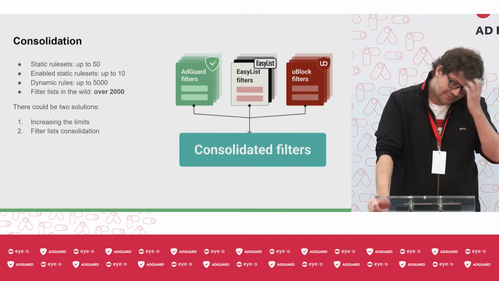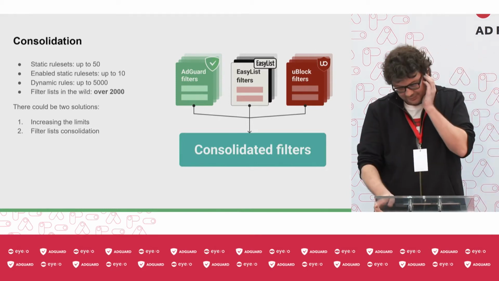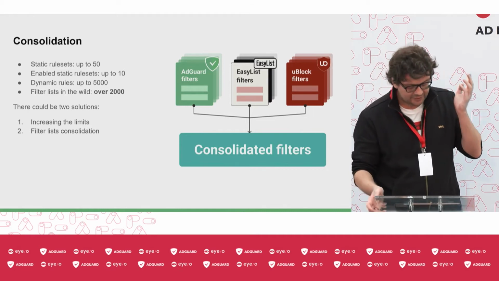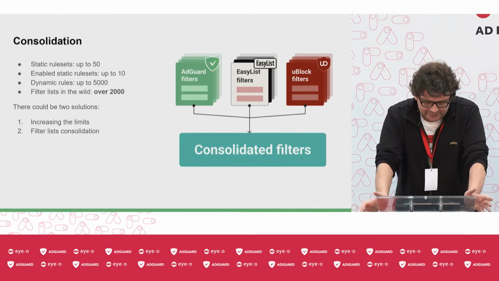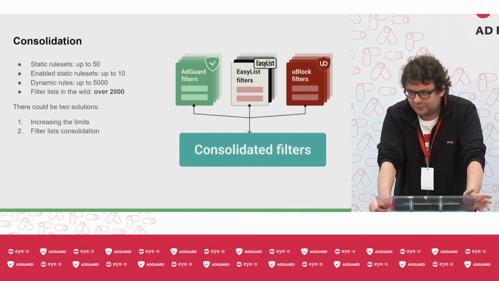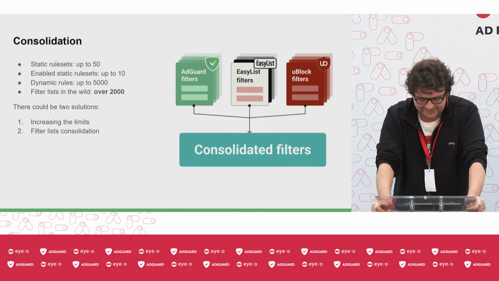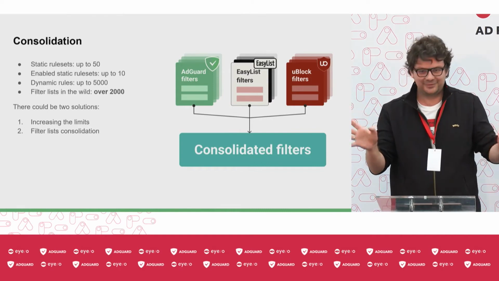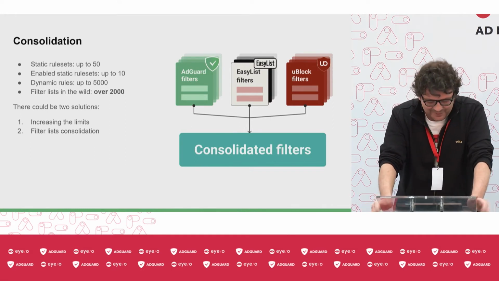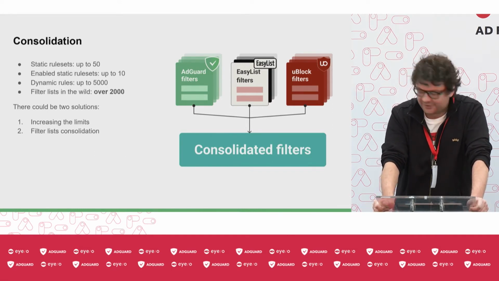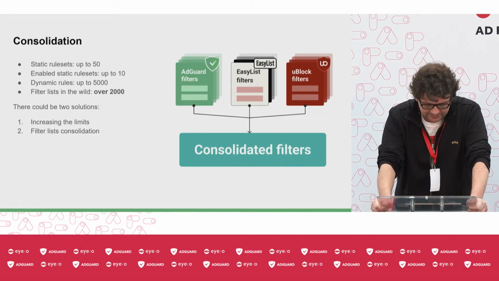And there are several things that can be improved in this regard. And the first thing is obviously increasing the limits because, well, why 50, why 10? And I hope that if we present the real use cases to the browser developers, they will listen and increase it a little bit. I'm not asking to set it to 2,000, okay? So the second point is that we may need to start thinking about consolidating the most popular lists.